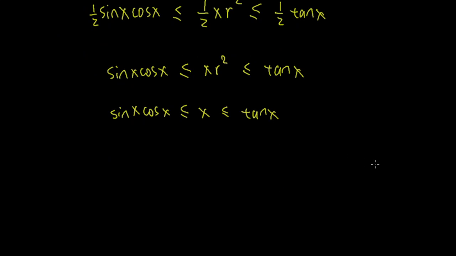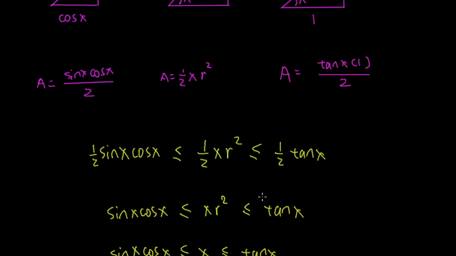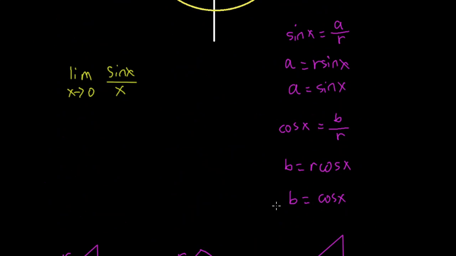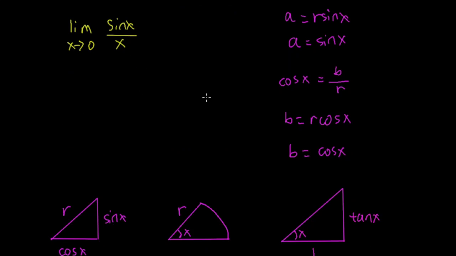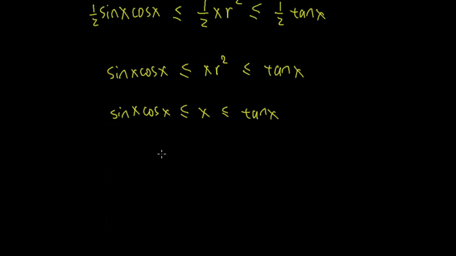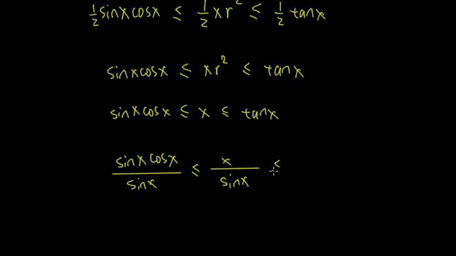Okay. Now, we see that the limit is supposed to be sine x over x, right? What we can do is divide all these terms by sine x, and then we take the inverse of all these terms. So do this: sine x cosine x divided by sine x is less than or equal to x over sine x, which is less than or equal to tan x over sine x.